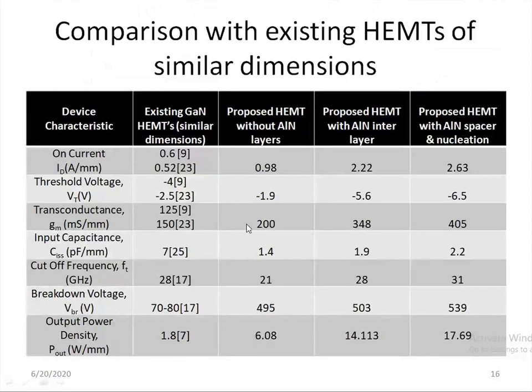So this is a comparison with the existing devices, just to show that the optimized device design that we are using is not a bad design, and is giving comparable results with the proposed devices even for high power, high frequency applications. Here we were attaining a high on current of 2.63 ampere per millimeter with a high transconductance of 405 millisiemens per millimeter. These both were the important parameters for us from a sensing point of view. However, the device was also giving a very high breakdown voltage of 539 volt and an output power density of 17.69 watt per millimeter.